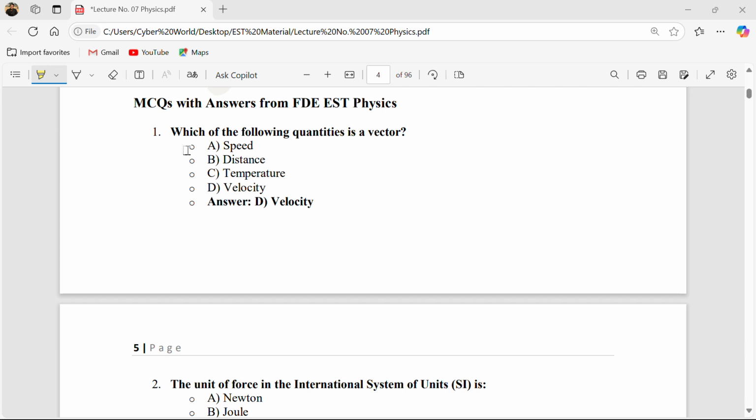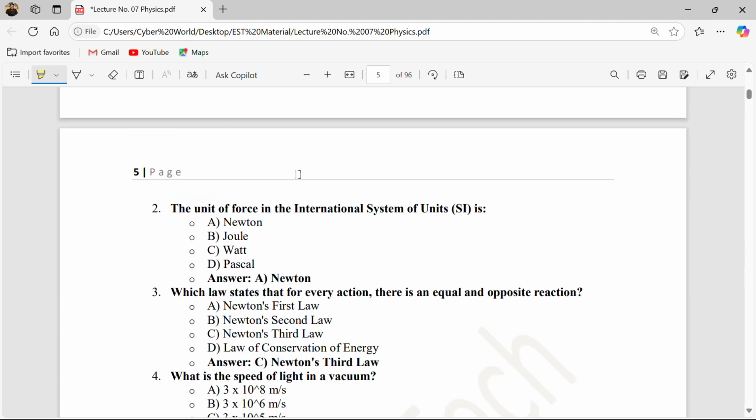First of all, which of the following quantities is a vector? Among these, which is a vector? Speed is scalar, distance is scalar, temperature is scalar, but yes, velocity is a vector quantity, because it has direction as well as magnitude. So velocity is a vector quantity.